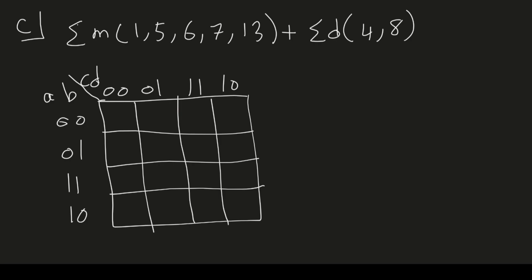So let's start with the terms 1, 5, 6, 7, and 13. So we can fill them by 1. So that's 1. Here we have 1, 1, 1, and 1. For the don't care, we have them in 4 and 8. So 4 and 8 will be, this is 4 and this is 8. And then the rest will be zeros. So let's fill them with zeros all the way.